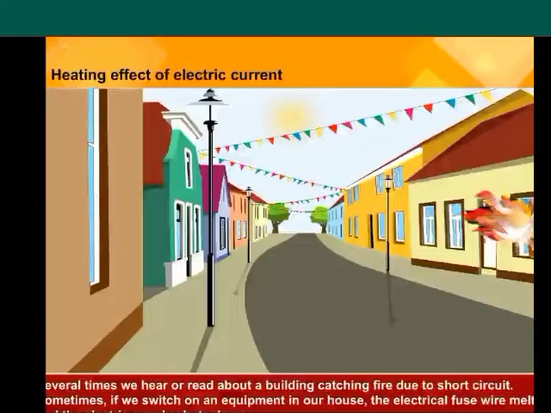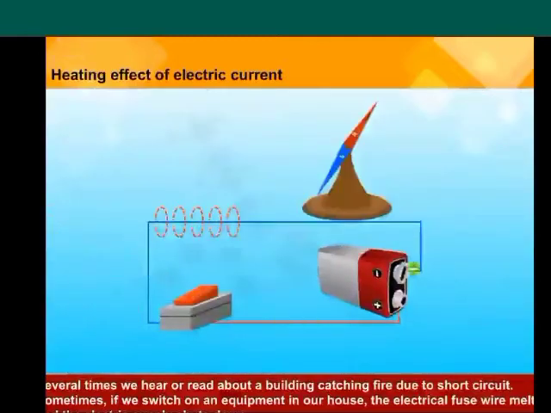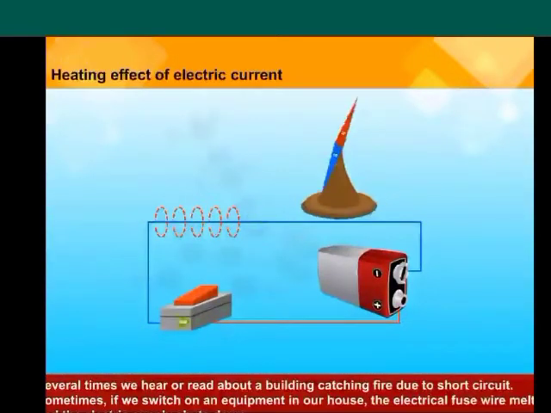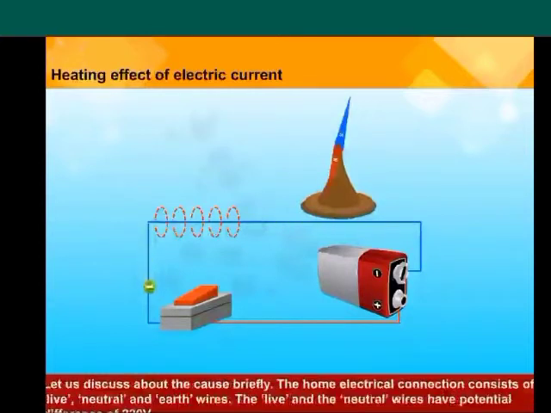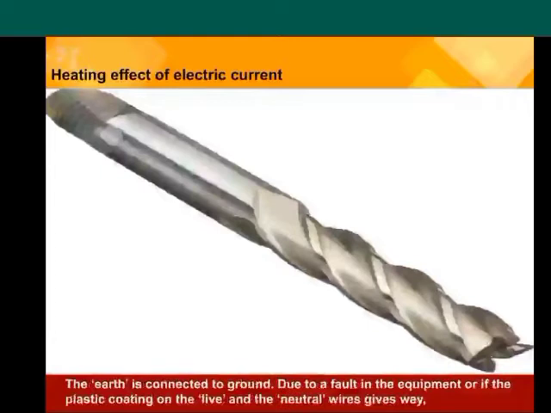Several times we hear or read about a building catching fire due to short circuit. Sometimes if we switch on an equipment in a house, the electrical fuse wire melts and the electric supply shuts down. Let us discuss the cause briefly. The home electrical connection consists of live, neutral and earth wires. The live and the neutral wires have a potential difference of 220 volt. The earth is connected to ground.